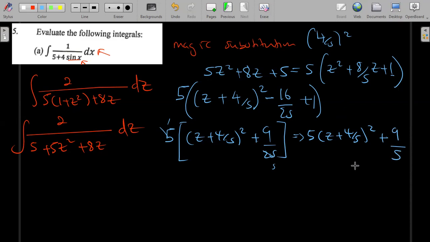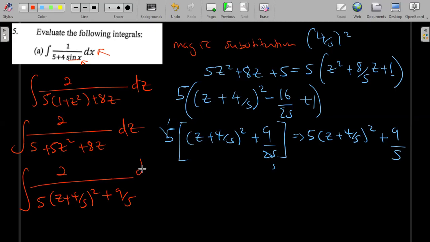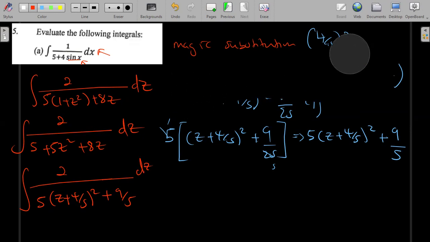Okay, so now this is what I get in my bottom. Then I can replace it here. So I just say that would be 2. Then I replace, so when I replace, I just have 5 over z plus 4 over 5, then squared, plus my 9 over 5. So this is what I get. So, okay, not forgetting my dz here. So now we continue with this.